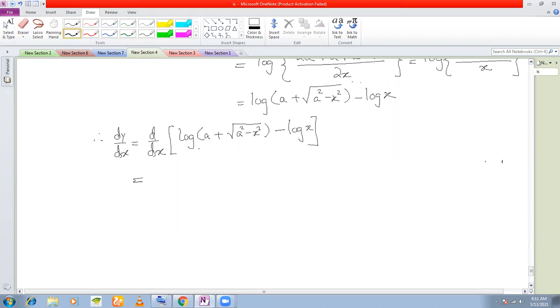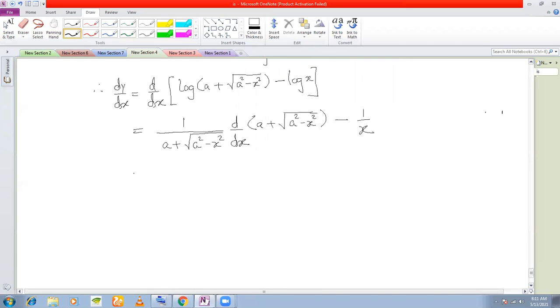If you differentiate the first one, how will you differentiate? First you differentiate the log, right? And then what is inside the log? Right? Minus, and ddx of log x is 1 by x. Okay. Next. Into, now how will you differentiate this?